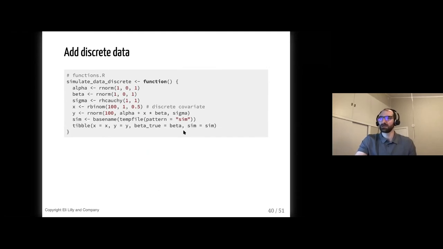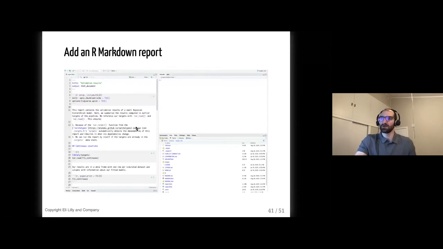So now we're going to fit a discrete version of this model where our covariate is discrete, and we're going to simulate some data to that effect. We're also going to make another change. We're going to fit a similar model, but we're also going to add a dependency-aware R Markdown report, where down here in this line you load different upstream targets in the pipeline, and the targets package actually knows what to do with that.